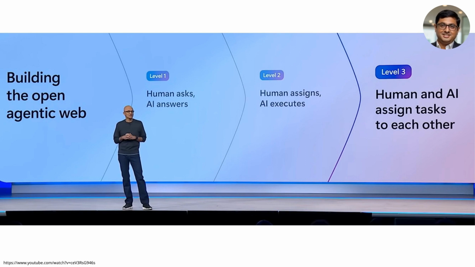This progression signals a shift in how we view AI, from a passive assistant or co-pilot to an active collaborator or even a digital coworker. As we reach level 3, it raises important questions about trust, accountability, and the evolving relationship between humans and intelligent agents.